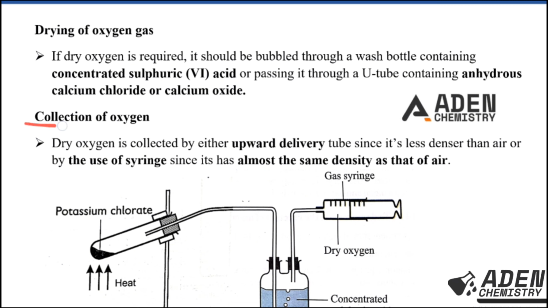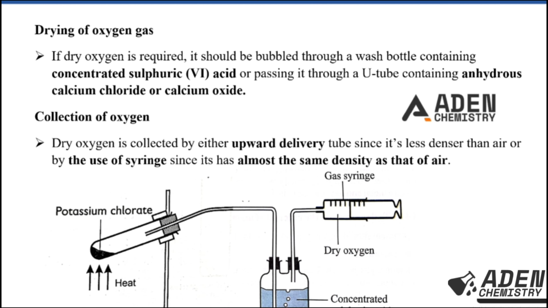So next we are going to go to the collection of the gas. So now we have dried the oxygen gas. So how are we collecting the dry oxygen gas? Dry oxygen is collected by either upward delivery, and the reason why we are collecting oxygen by upward delivery is that it is less dense than air. Or we can collect the dried oxygen by the use of a syringe, since it has almost the same density as air.